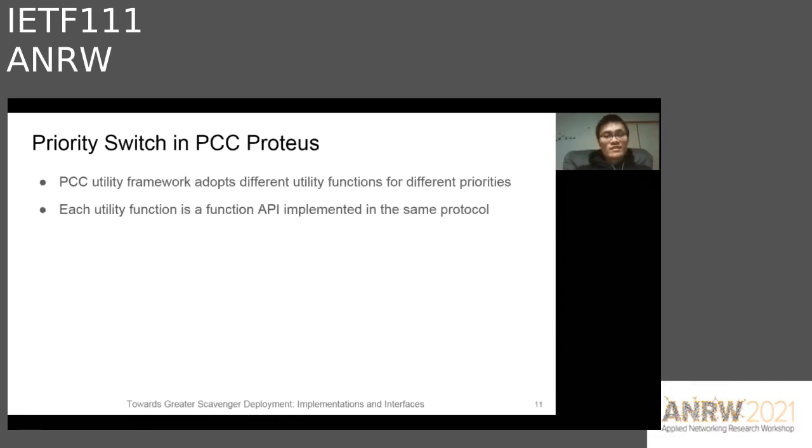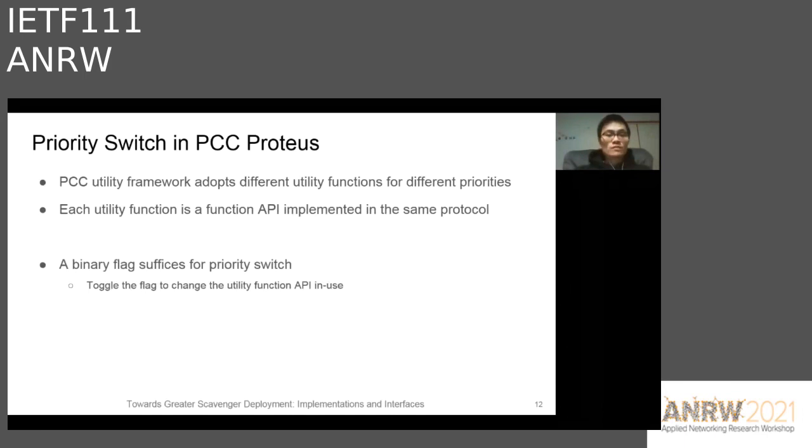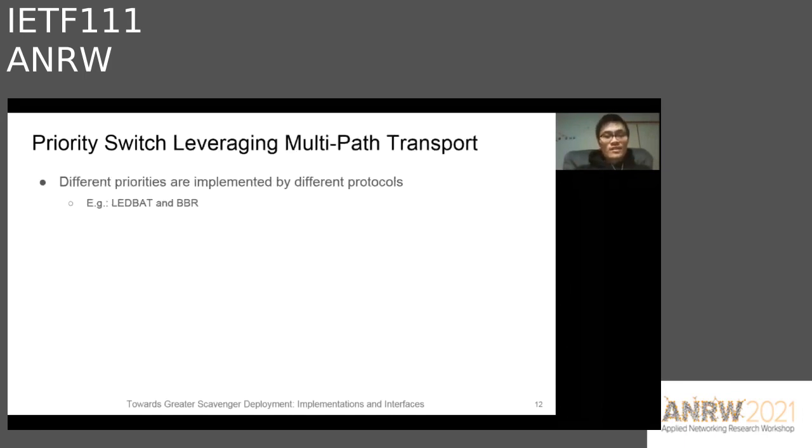Next, with the dynamically selected transport priorities, the congestion controller needs to switch between scavenger and primary. And this is easy for our PCC Proteus, because as we mentioned, different priorities in Proteus are simply different function APIs under the same protocol. Thus, it only needs a binary flag to determine which function API to call. In comparison, the priority switch is not as convenient if the scavenger protocols are separately implemented from the primary protocols, like the case of LEDBAT.